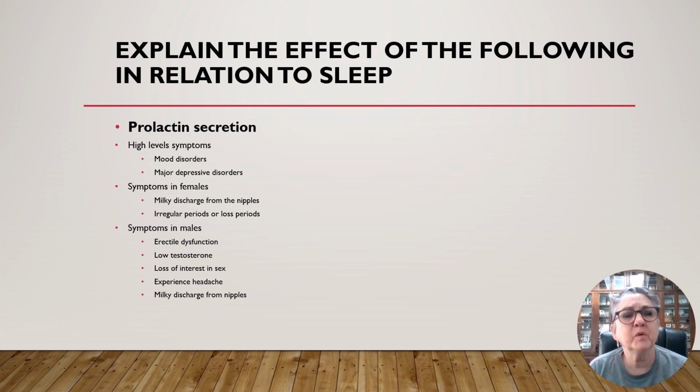High levels of prolactin secretion can cause symptoms like mood disorders, major depressive disorders, and in females, milky discharge from the nipples, irregular periods or loss of periods, and in males, erectile dysfunction, low testosterone, loss of interest in sex, headache, and milky discharge from the nipples.